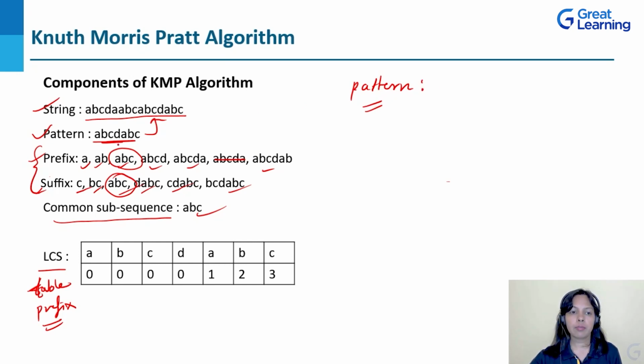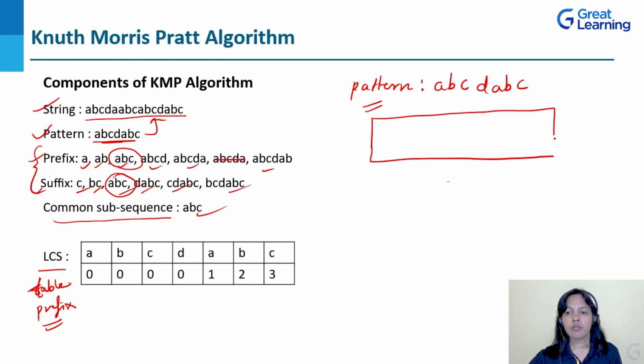So I'll take this example itself. The pattern given here is A, B, C, D, A, B and C. To construct a table for this LCS table or a prefix table, whatever name you call it, both are correct, we have to construct the table with the first entry as the characters of the pattern.